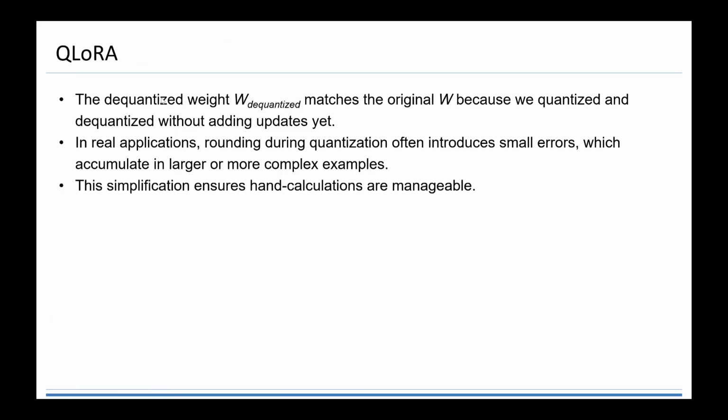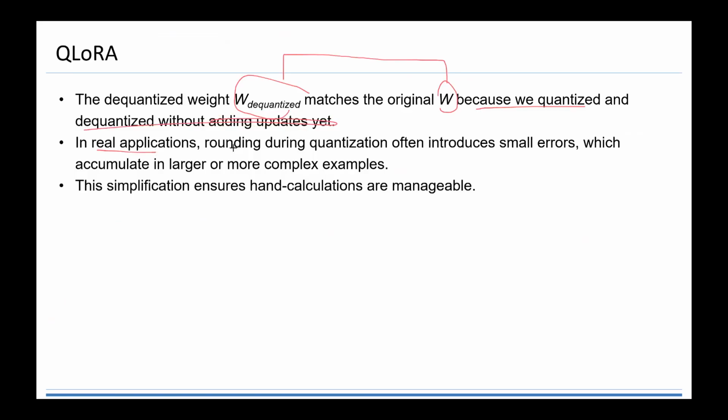So the dequantized weight, or W dequantize, matches the original W because we quantize and dequantize without adding updates yet. So the W and the W dequantize are the same. Why? Because there is still no update to the W.